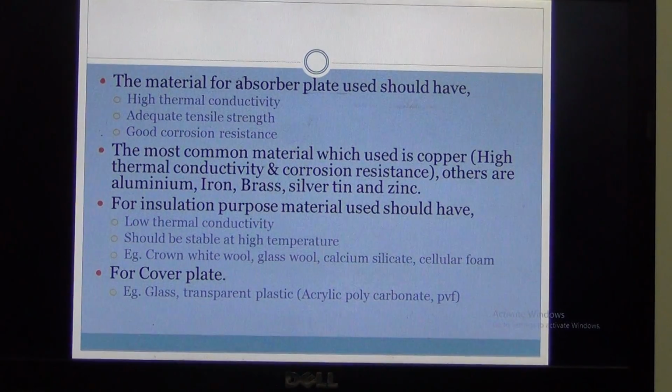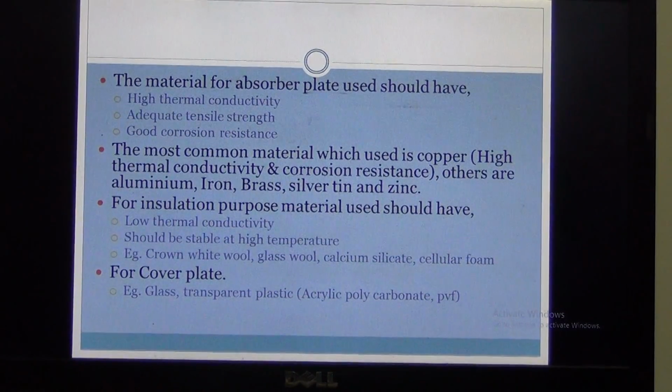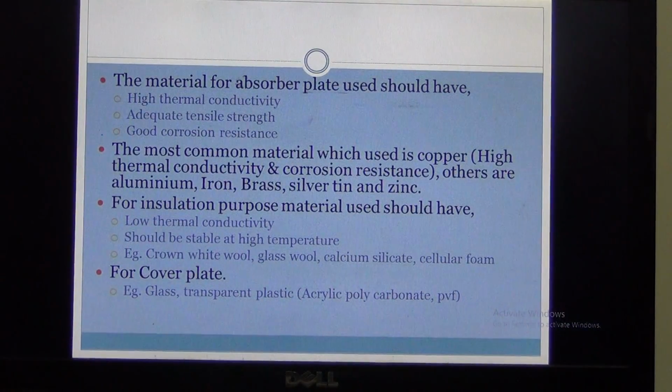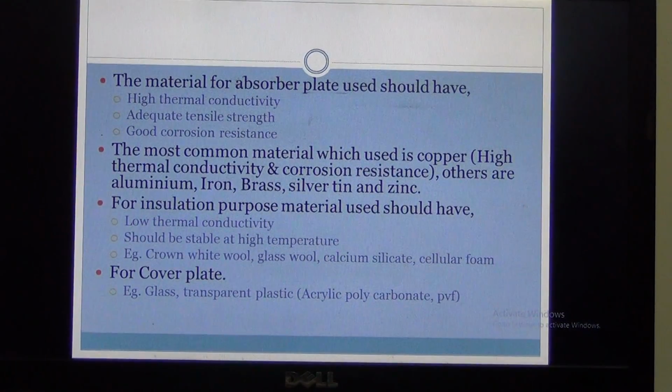For insulation purposes, the material should mainly have low thermal conductivity and should be stable at high temperature. Means you have to insulate the heat from escaping. We need a material which is low in thermal conductivity and should not change its form at high temperature. Examples of insulator material are crown white wool, glass wool, calcium silicate, cellular foam. These are the examples of insulation material.